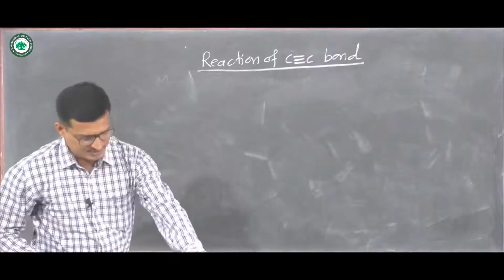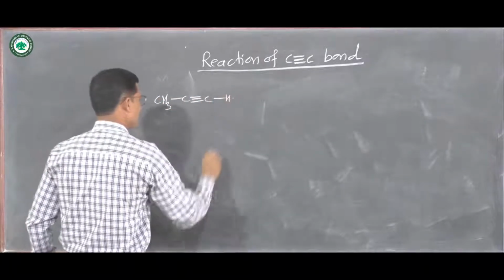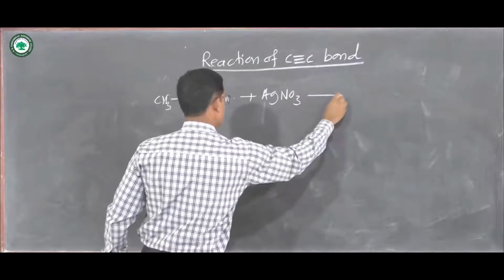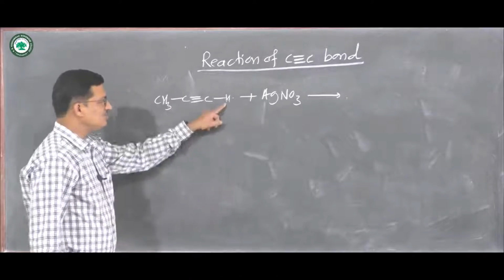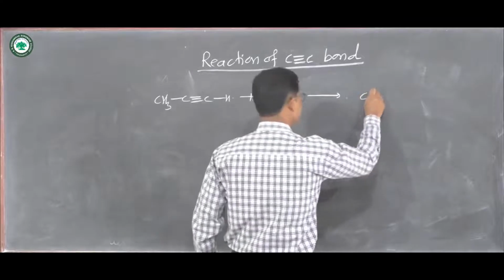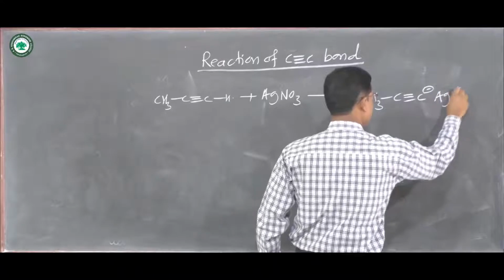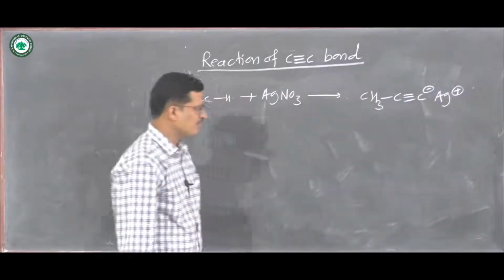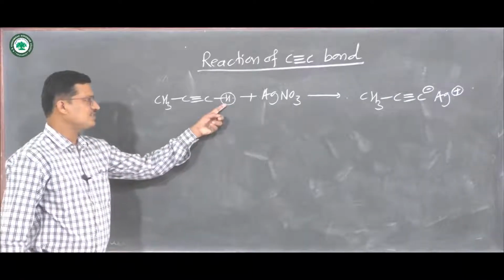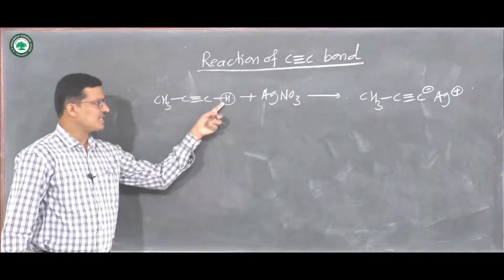Then suppose a terminal alkyne. You take a terminal alkyne, and this terminal alkyne is treated with heavy metals like AgNO3. And what happens? This hydrogen is abstracted by these heavy metals, and there is formation of a carbanion, and we get this type of metal acetylides. Because this is a terminal alkyne, this hydrogen is directly attached to the carbon-carbon triple bonded carbon. So that's why this hydrogen is acidic in nature.